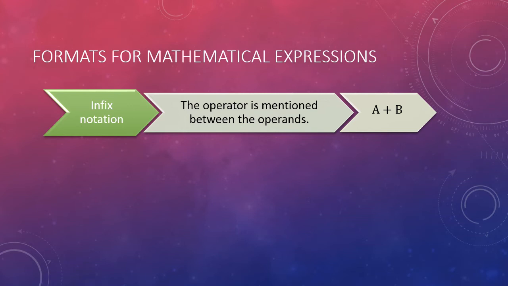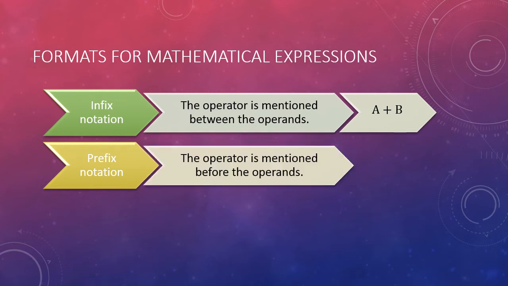So when we are working with the infix notation, we place the operator between the operands. And this is the notation that we are aware of. Another notation is called the prefix notation. Here, the operator is mentioned before the operands. So if you are writing a plus b in infix, in prefix, you will write it as plus ab.